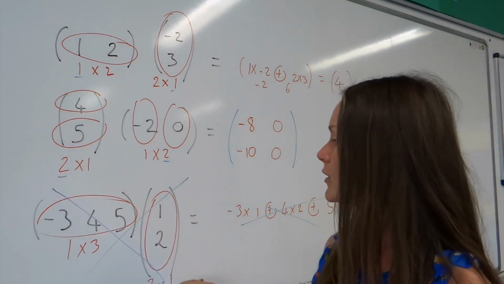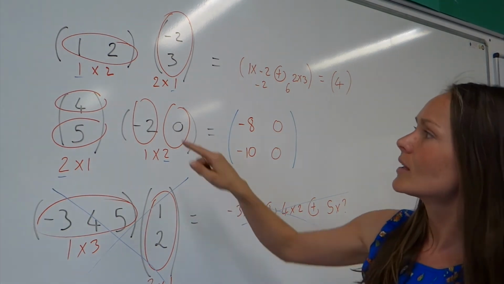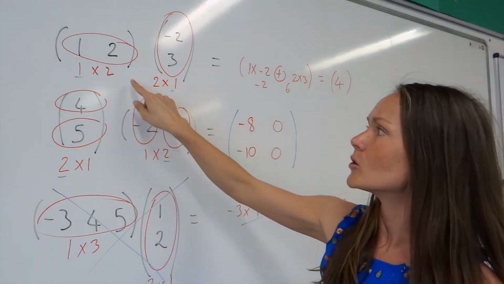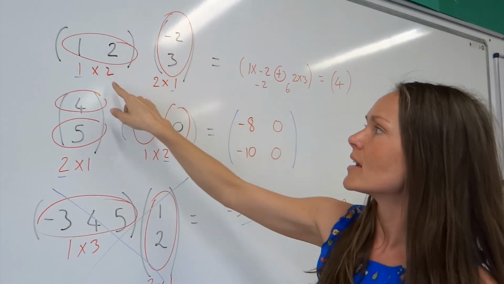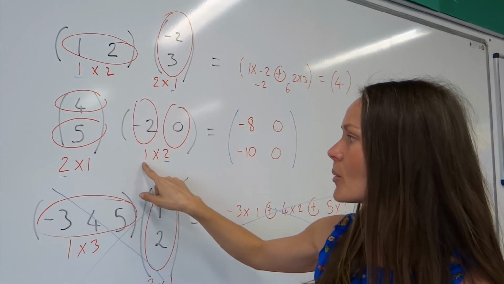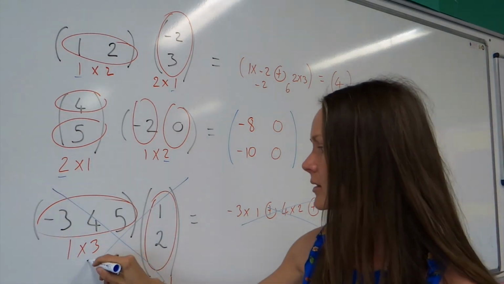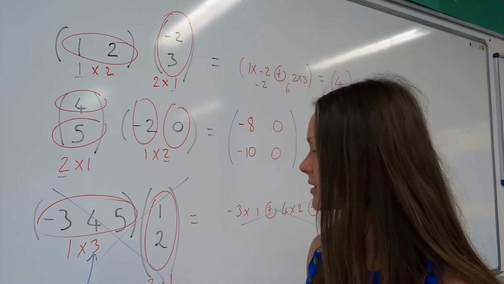I can't multiply them. So just something else I'll point out here. Notice how in these two matrices here, these two numbers are the same. In the second question, these two numbers are the same. But in the last one, these numbers are not the same.